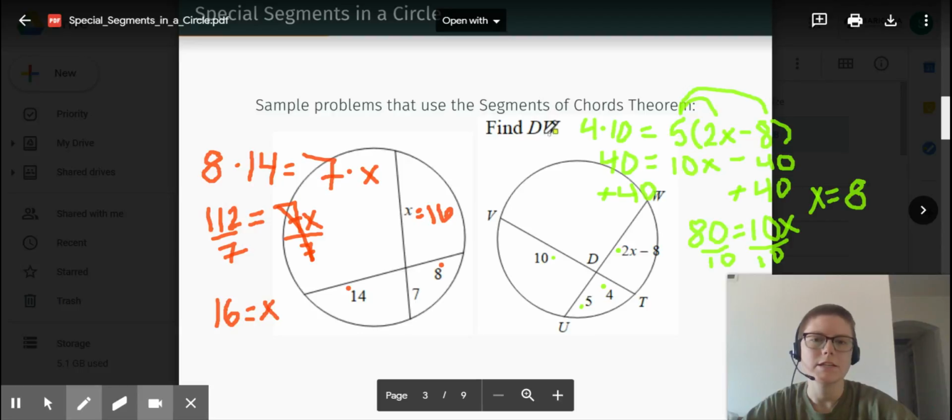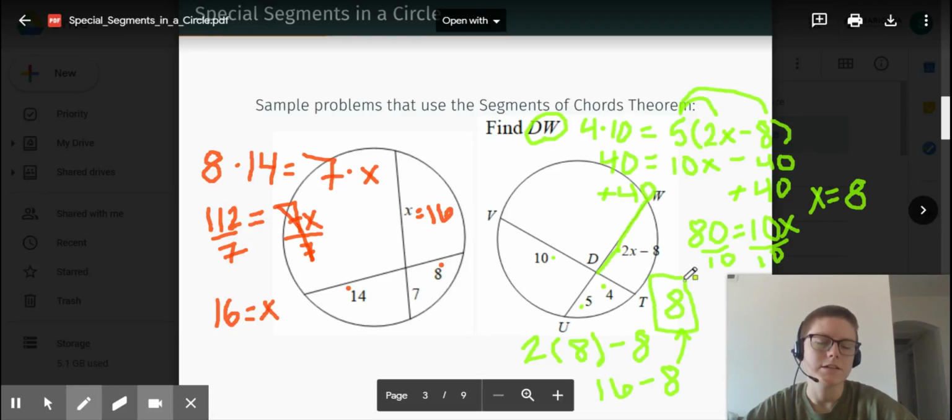But it says we want to find what DW is, and DW is the whole segment, not just the x. So we're going to take our x equals 8 and plug that 8 in where the x was, so 2 times 8 minus 8, and I know 2 times 8 is 16. So 16 minus 8, which is also 8, so I guess in this case it would have worked out. So our final answer here is 8, and here was 16.